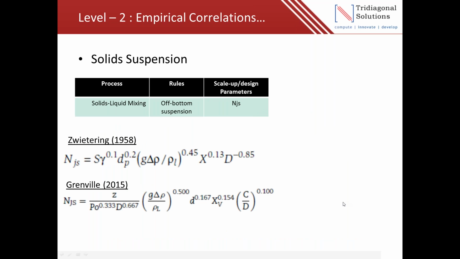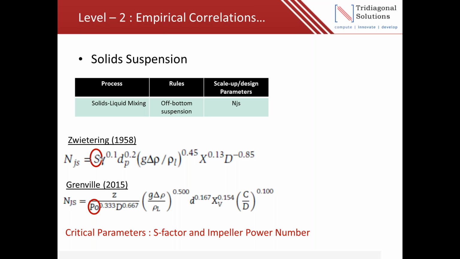Similarly, if you look at solid suspension applications, we have equations available to calculate the critical impeller speed for off-bottom suspension. I have listed two different correlations. One is the very old and widely used correlation proposed by Zwietering in 1958, and one is the recent correlation proposed by Professor Grenville, which was published in 2015.